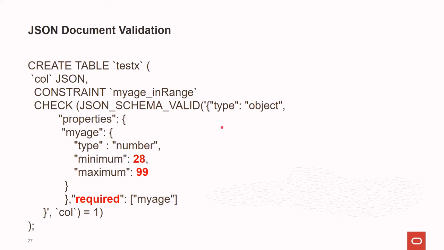Well, what we can do with JSON document validation is we have a function called JSON schema valid, and we define what we want. We're going to have an object, and the properties of it are it's going to be called my age, that's the key for the key value. It's going to be numeric. It's going to have a minimum value of 28, a maximum value of 99, and it's going to be required. So if you're trying to pass in a document, the database doesn't see my age in there, it will reject it.